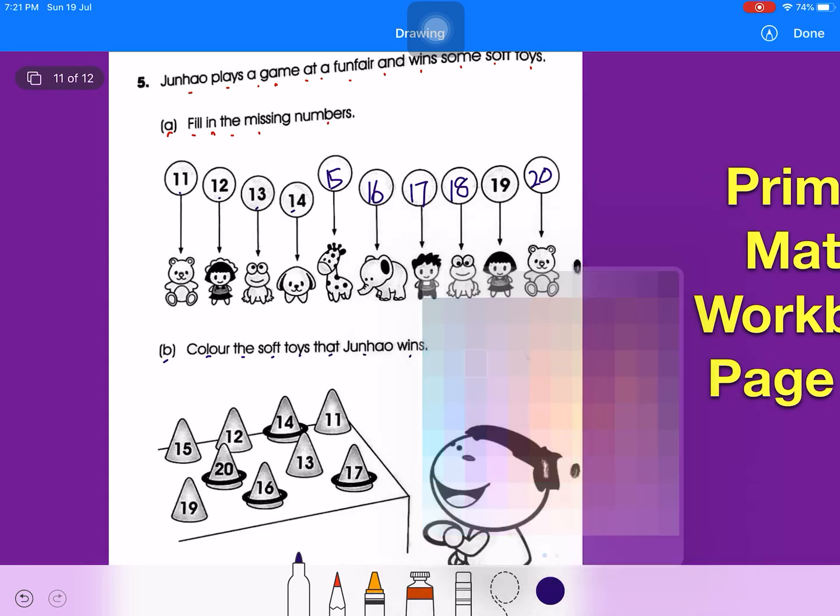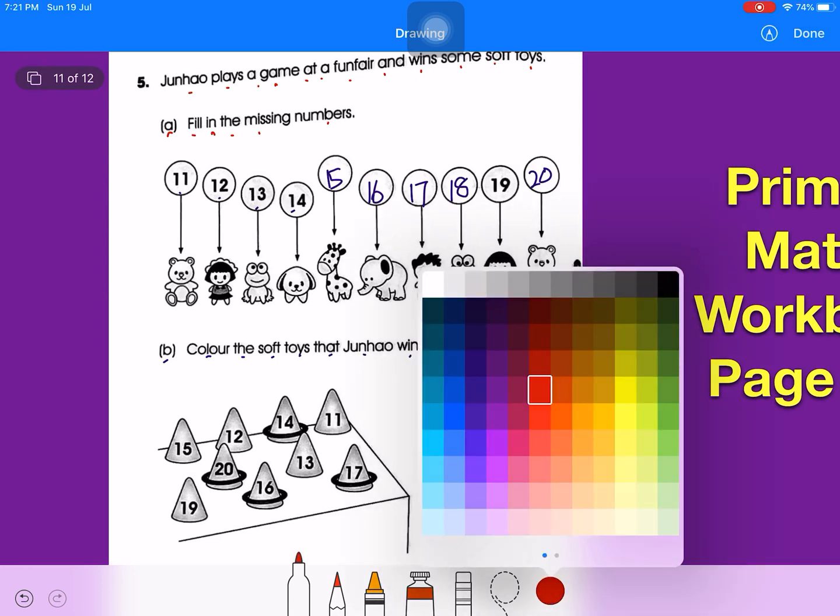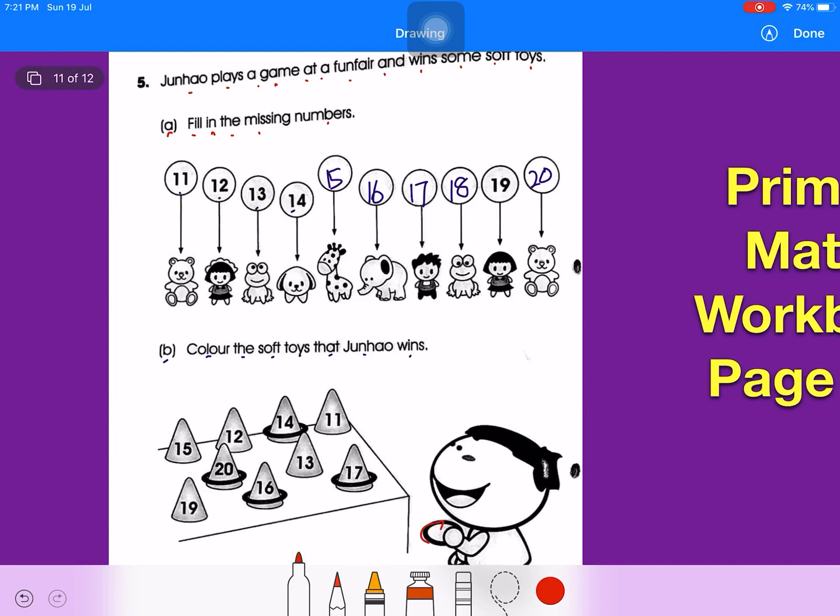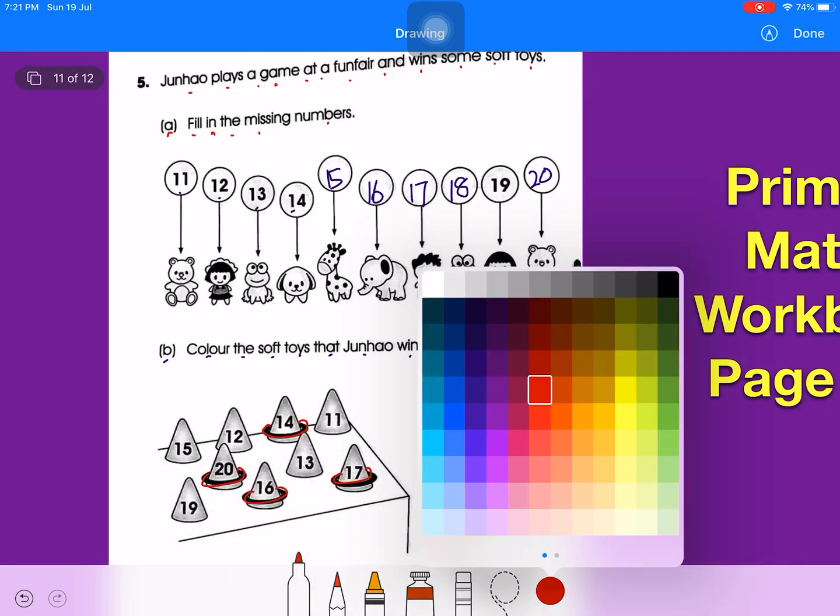So how to calculate the toys that he has won, because he's throwing the hoop to the cone. So the cone that already successfully had the hoop thrown in, that means he will win the toys with the numbers. That means 14, 17, 16, and then 20. So here are the 4 numbers that he gets. So we need to find out what are the toys that he wins.